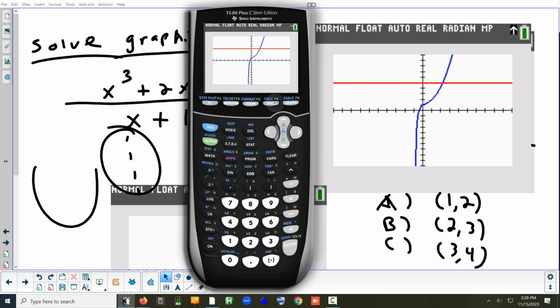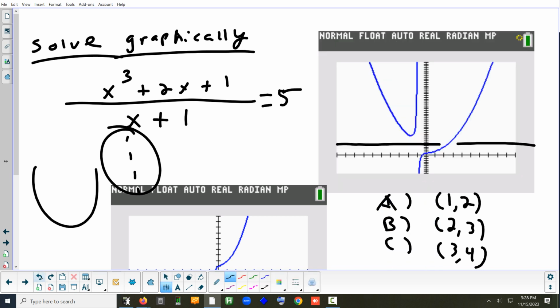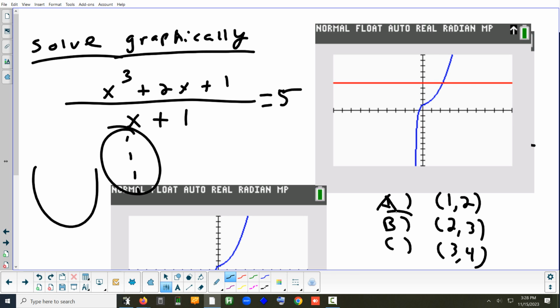So what I might do is just ask you that. I may not even ask for the exact answer. I might just say, what is it between? And in this case, you would choose B. It's between 2 and 3. All right, so the answer there would be B.